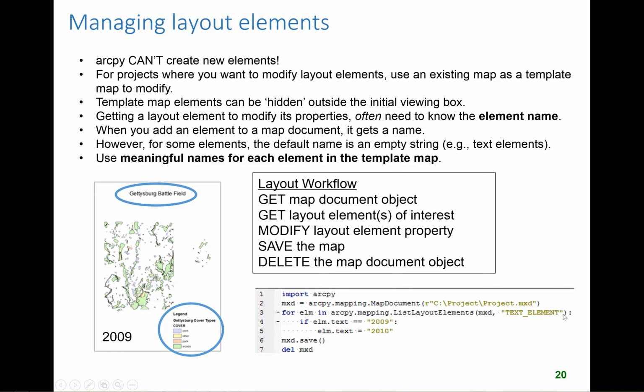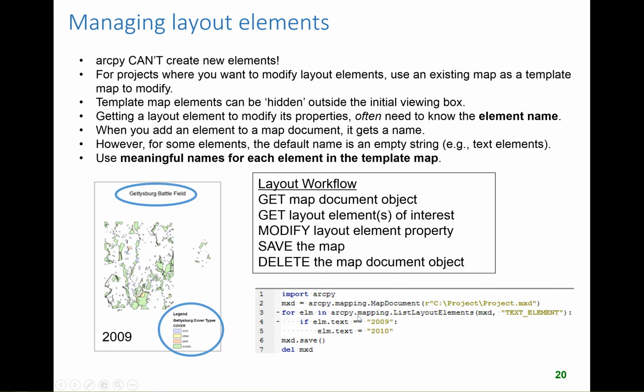So this is an example where we didn't have the name for the text box, but we knew the unique property, the text value. We knew that there weren't any other 2009s on the map, or if there are, that means we're going to be changing all of them to 2010.